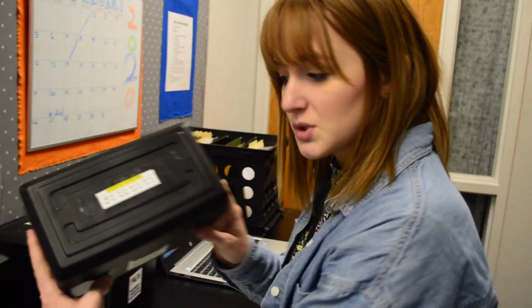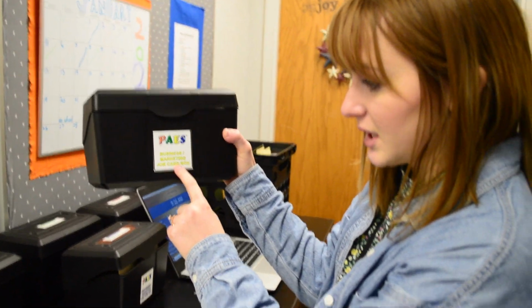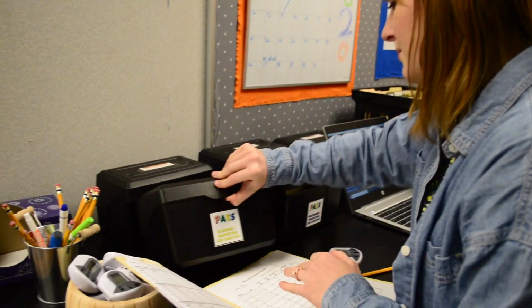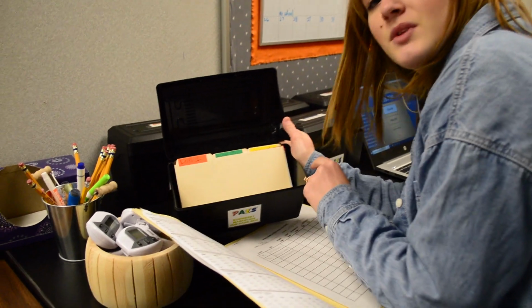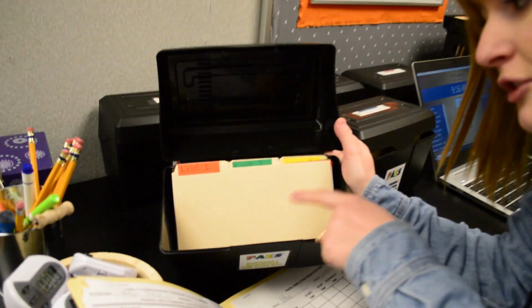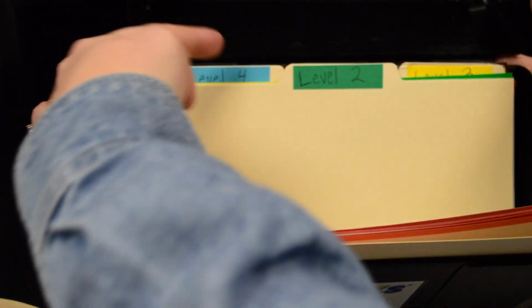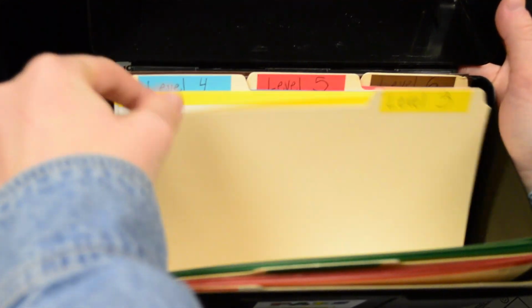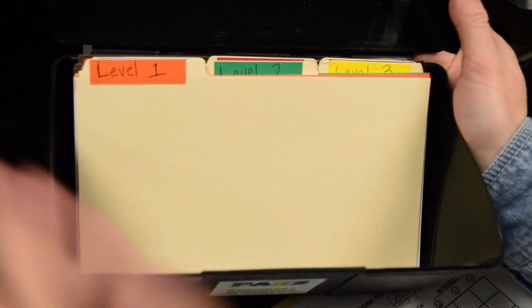So I'm going to grab this one. It says business right there. It also says business and marketing job card box right there. So I know this is what I'm looking for. So we can open this up. And then if you look close, you can actually see that there's different levels. So level 1, the orange ones are level 1, level 2, green, level 3, yellow, and all of these on and on. So first, we are CO1.